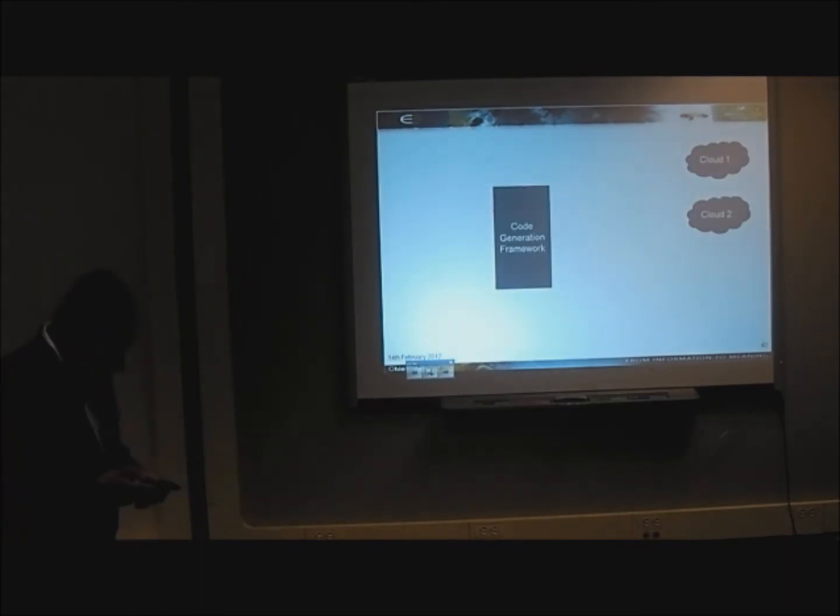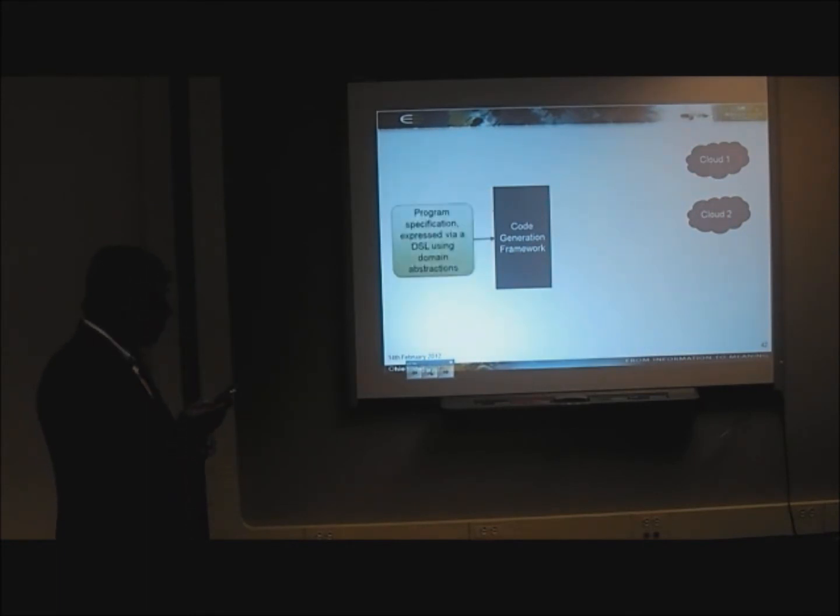Okay, let's look at how this whole DSL-based code generation works. There's our code generator, there are the clouds. What you do is you use a DSL to express your program, and then feed this to the code generation framework. The code generation framework creates these executable programs for clouds 1 and 2.